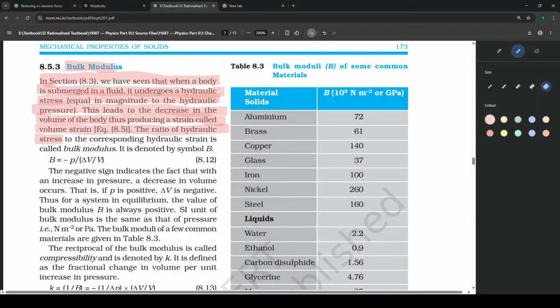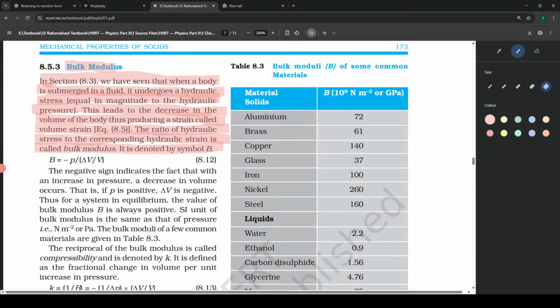The ratio of hydraulic stress to the corresponding hydraulic strain is called the bulk modulus. It is denoted by the symbol B, which equals minus P by delta V by V naught. Basically, it is the same as Young's modulus: it is stress by strain, but here it is hydraulic stress by hydraulic strain.